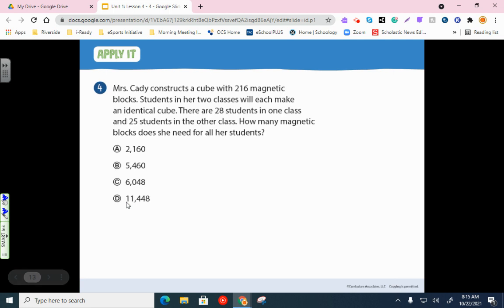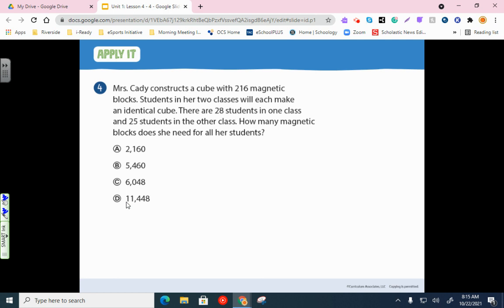We're going to do number 4, top of the next page. This is another one, very similar to the last one, except let me show you another difference. I'll read the problem first, though. Mrs. Katie constructs a cube with 216 magnetic blocks, as shown in the picture there in your book.